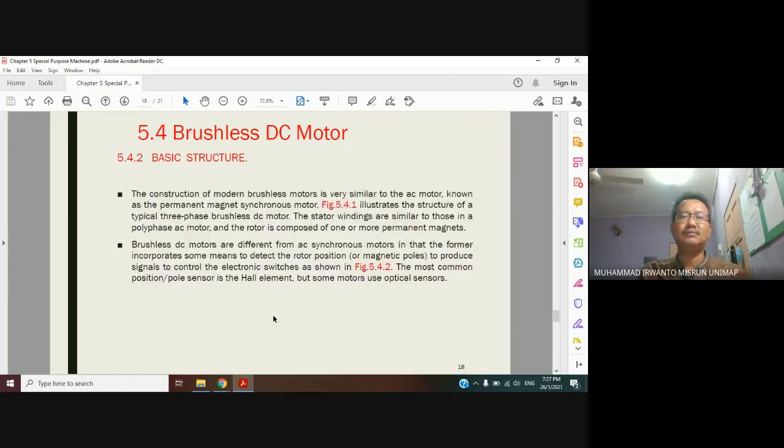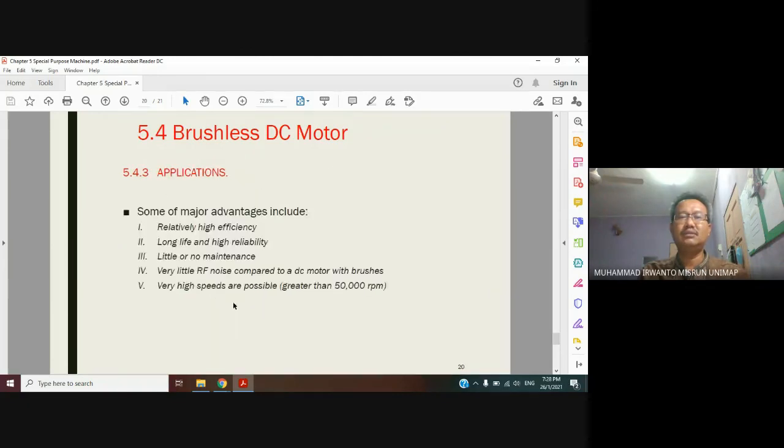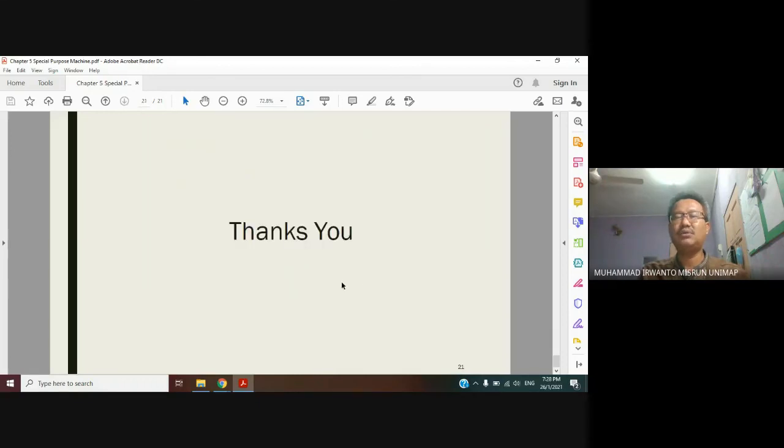Okay, and then the application. Some of the major advantages include relatively high efficiency, long life and high reliability, little or no maintenance, and very little RF noise compared to a DC motor with brushes. Very high speeds are possible, greater than 50,000 RPM. Okay, thank you very much.